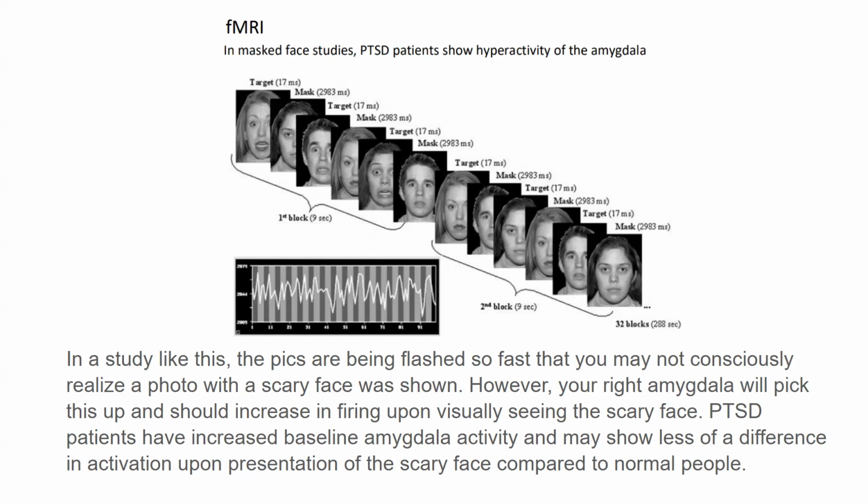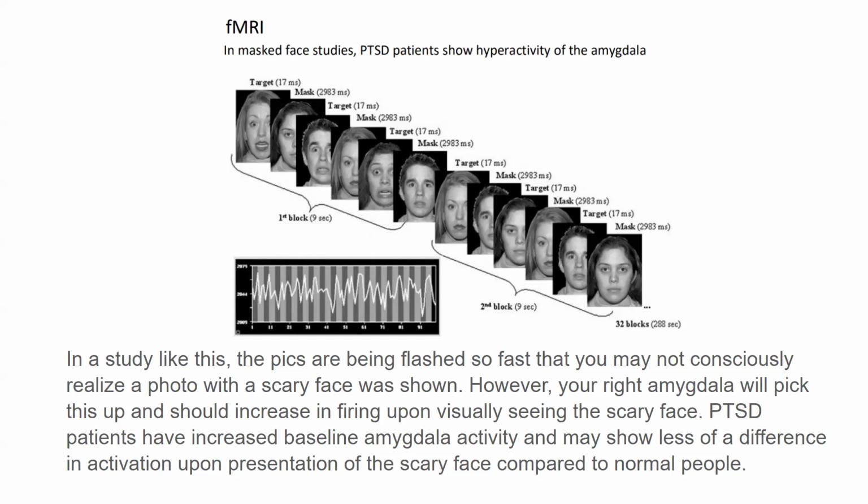So even though it's quick enough for you to not consciously register it, your amygdala will still unconsciously register it and increase its activity in response to these scary faces, the right amygdala specifically. And so what researchers found is that PTSD patients did not have this increased amygdala activity that they had seen in the normal controls. Now, this is because people with PTSD have increased amygdala activity. So when they're shown this scary face for a brief second, there's not a significant change in baseline like we see in the normal controls.